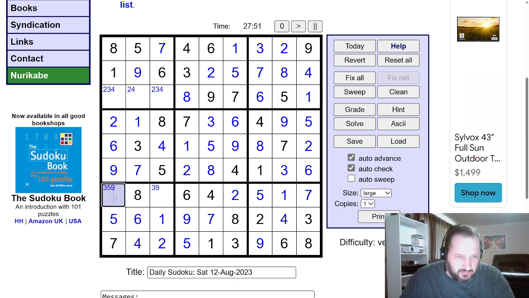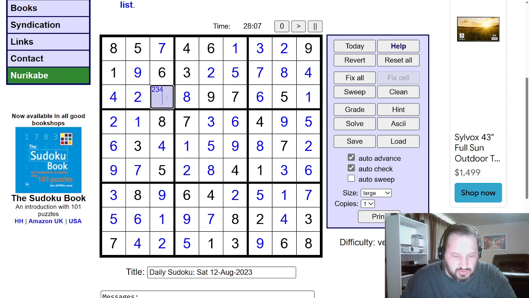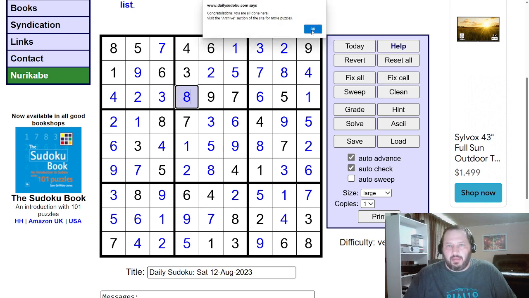So I've already got a 5 right here. So I got to clean up my 5 there. I've got a 9 here. So that makes this one our 3. Makes this one our 9. We've got a 4. So that makes this one our 2. So I've got a 2 and a 3. So there's my 4. I've got a 2 and a 4, so there is my 3.